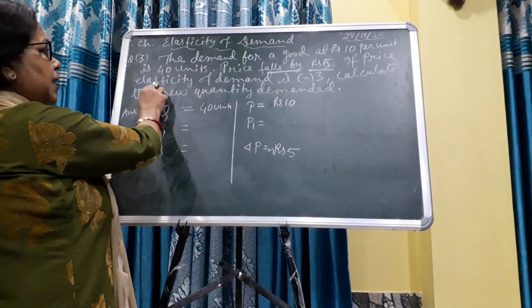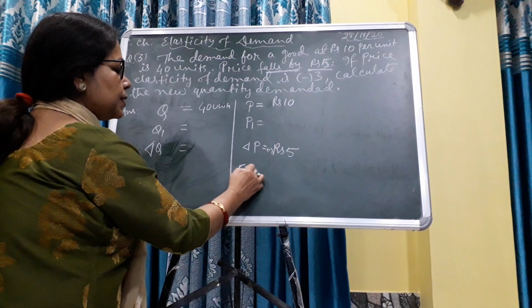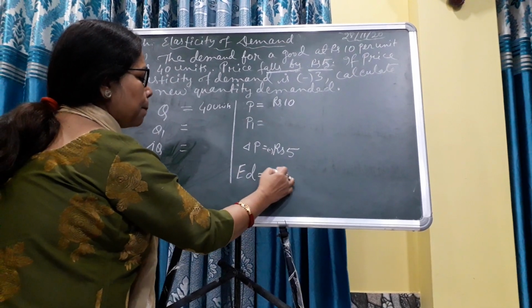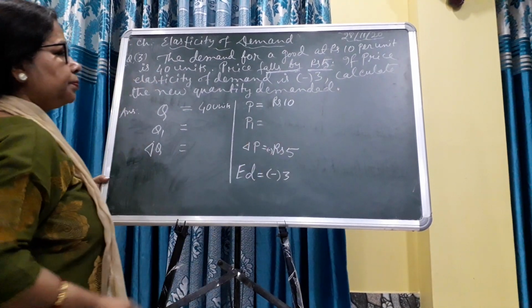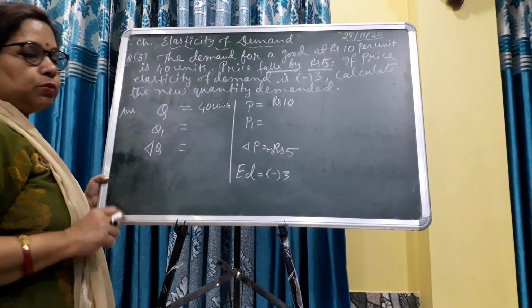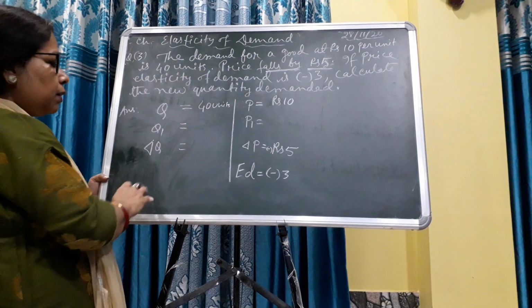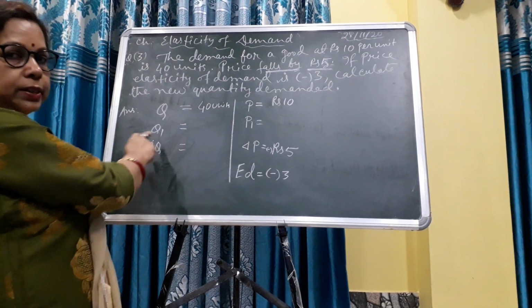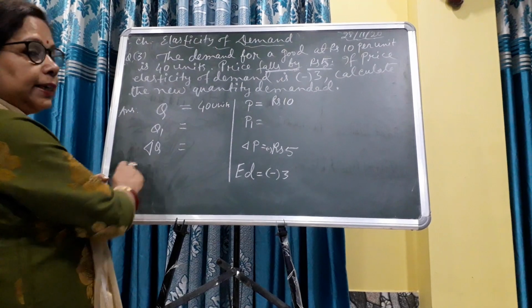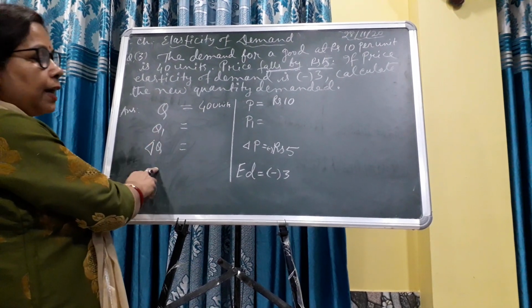Next, price elasticity of demand is minus 3. Calculate the new quantity demanded. So you have to calculate the new quantity demanded. Only original quantity is given; Q1 new quantity we cannot know, delta Q we cannot know. So we have to find out Q1 and delta Q.